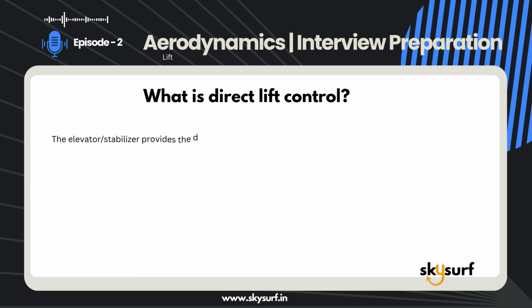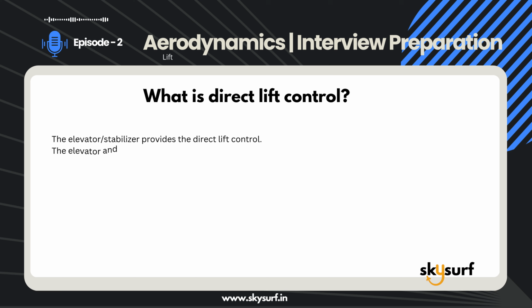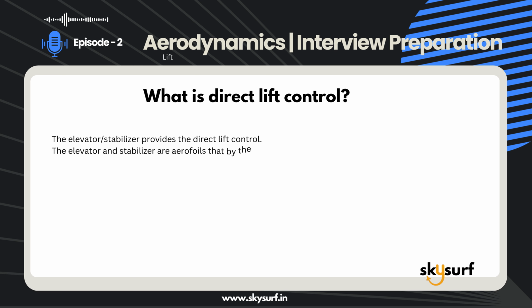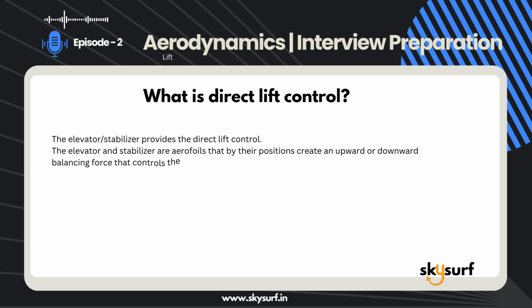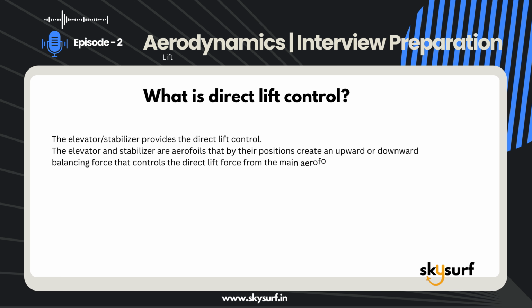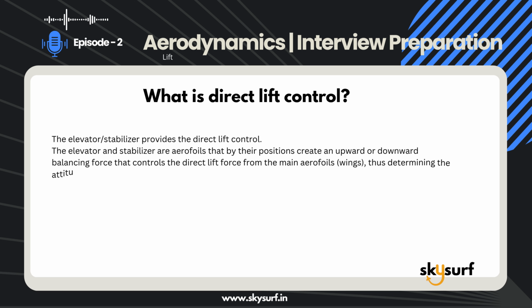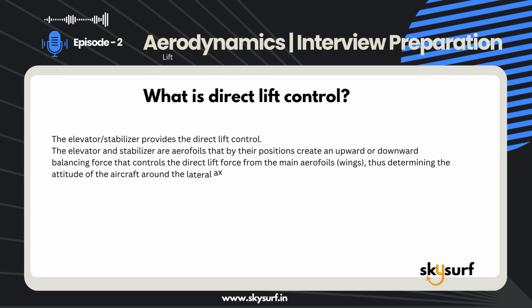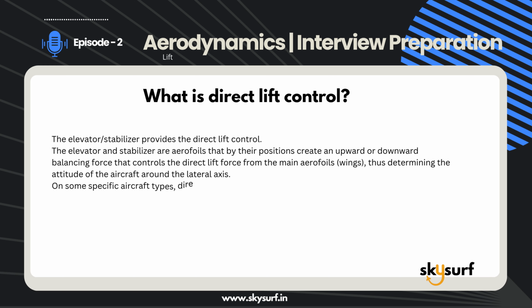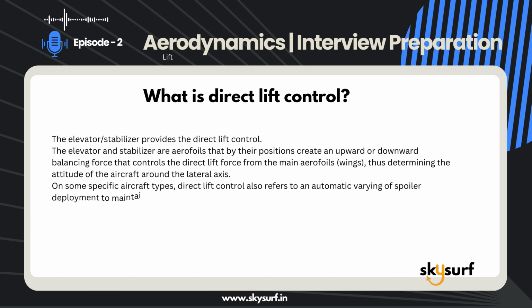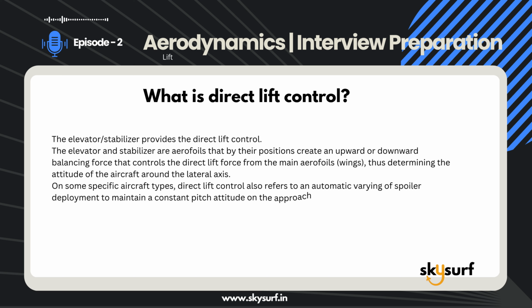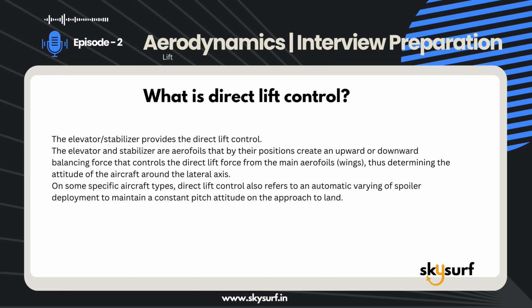What is direct lift control? The elevator, stabilizer provides the direct lift control. The elevator and stabilizer are aerofoils that by their positions create an upward or downward balancing force that controls the direct lift force from the main aerofoils, wings, thus determining the attitude of the aircraft around the lateral axis. On some specific aircraft types, direct lift control also refers to an automatic varying of spoiler deployment to maintain a constant pitch attitude on the approach to land.